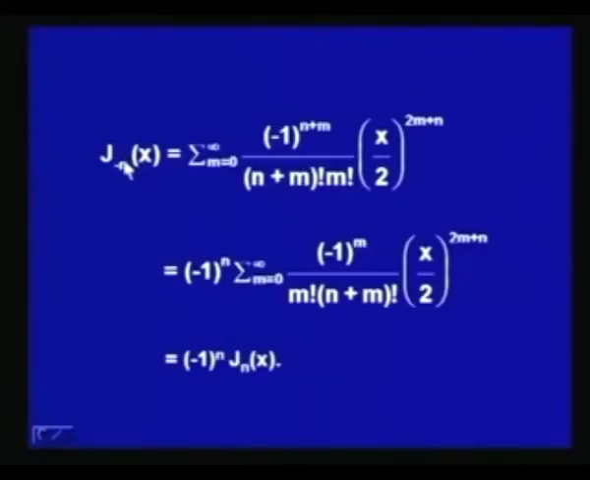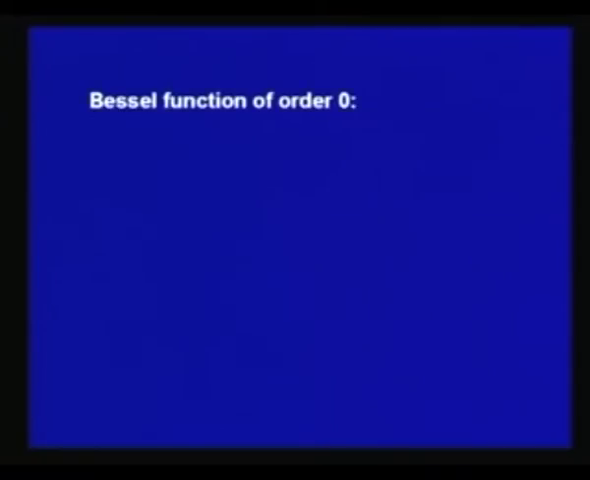So, when nu is an integer, say nu equal to n, then J minus n x and J n x are not linearly independent; one is a scalar multiple of the other. It is J minus n x is equal to minus 1 to the power n into J n x. So, when nu is an integer, the second solution has to be obtained by the cases that we had discussed in the last lecture.